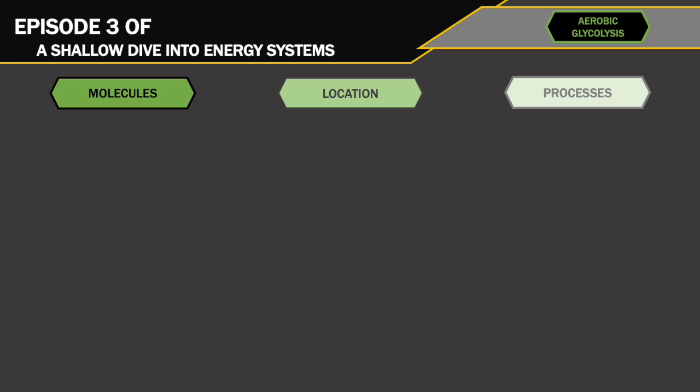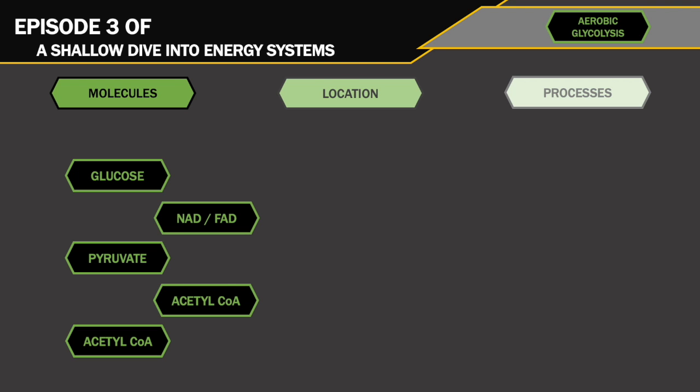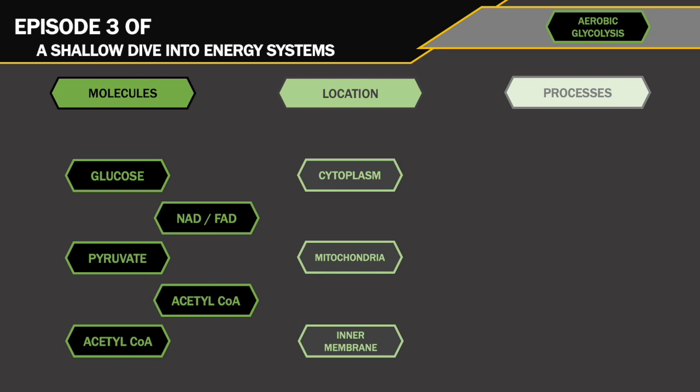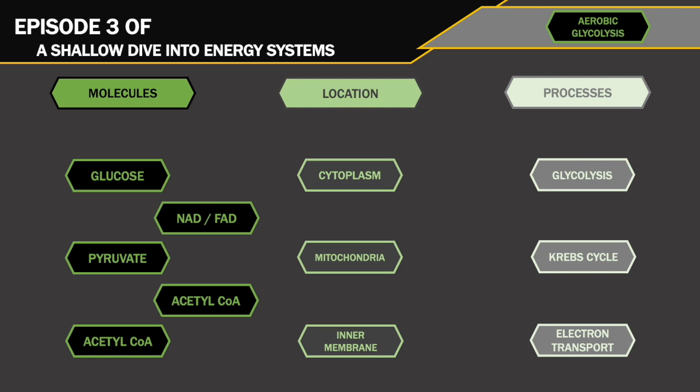When we take a look at the molecules, locations, and processes, there's a lot of molecules that play a role in regenerating ATP for long endurance events. This happens across an entire range of locations, not just one part of our bodies or cells. There's multiple processes that happen in order to create ATP.